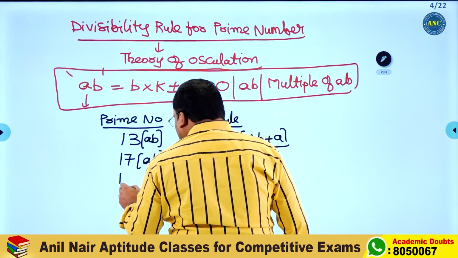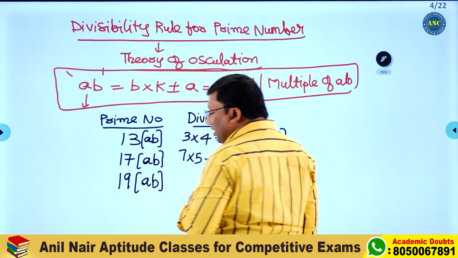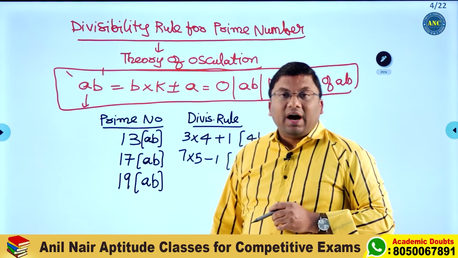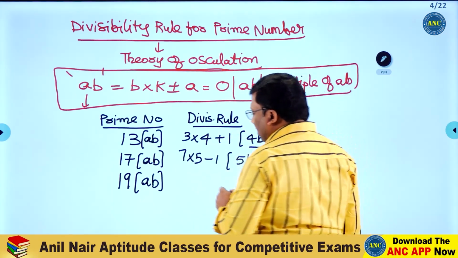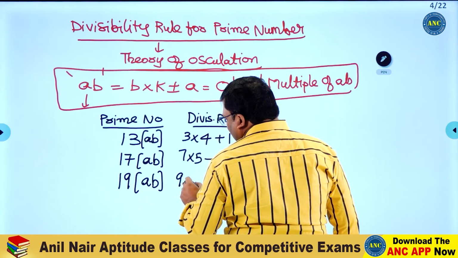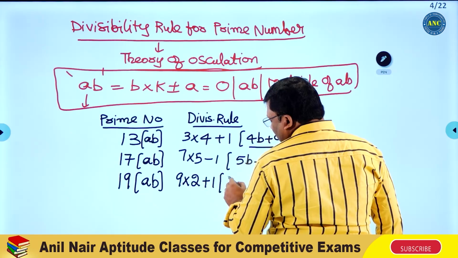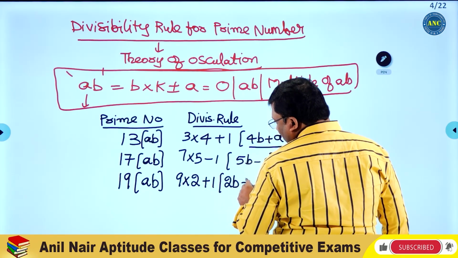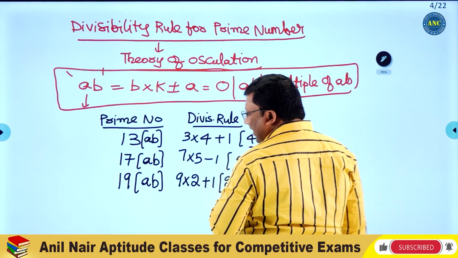If it is 19, 9 should be multiplied by which number, so that with addition or subtraction, I will get the same number? 9 twos are 18, 18 plus 1, so 9 into 2 plus 1. So, the divisibility rule of 19 is 2b plus a. I hope the idea is clear.